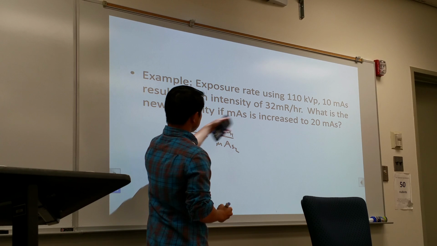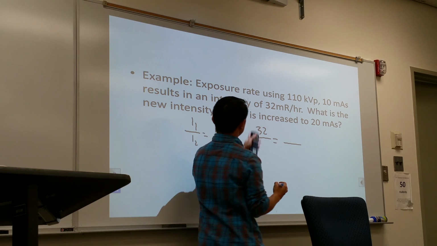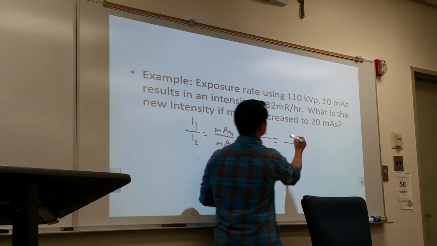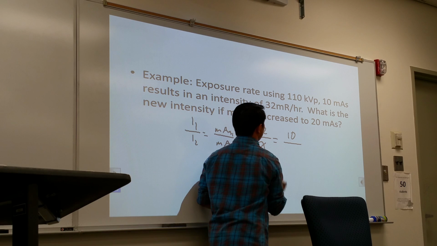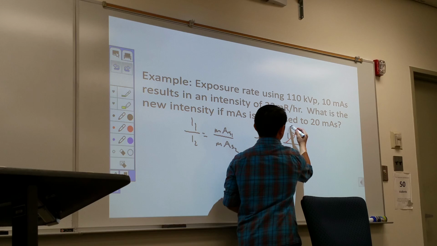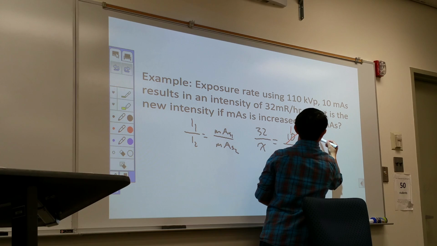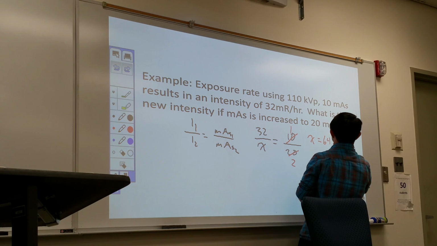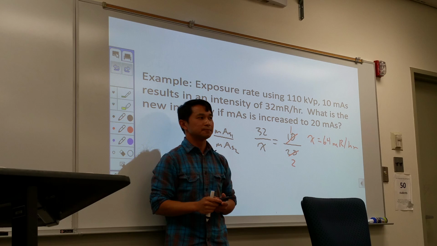Our original intensity was given as 32, with an mAs of 10. New intensity is unknown when mAs is increased from 10 to 20. We use this 1 over 2, correct? Cross multiply. 2 times 32 is 64. 64 what? Milliroentgen. Going on.